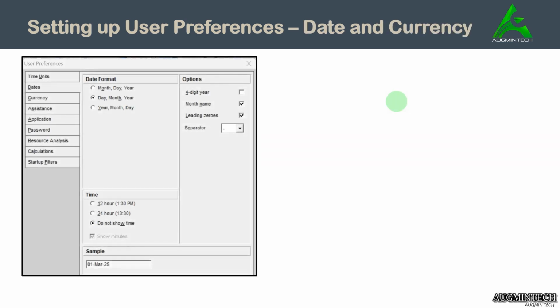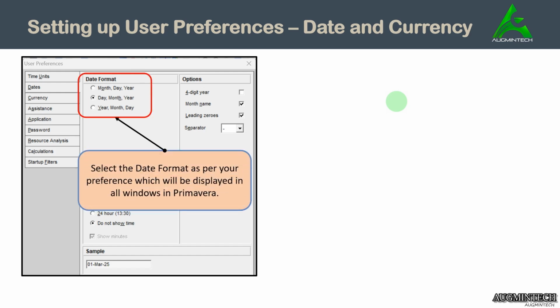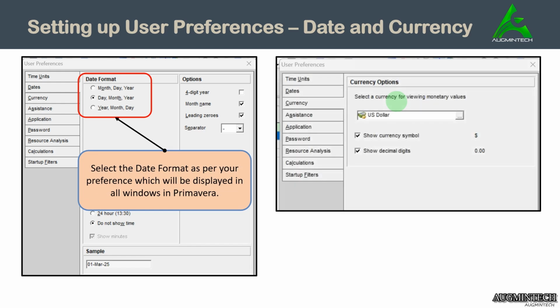Moving forward, the next one would be on dates. This is a very personal choice, how you want it to be. First you want it to display month, day, year, or day, month, year. It is completely a personal choice. So we leave it based on your interest or your wish, how you want it to be displayed.